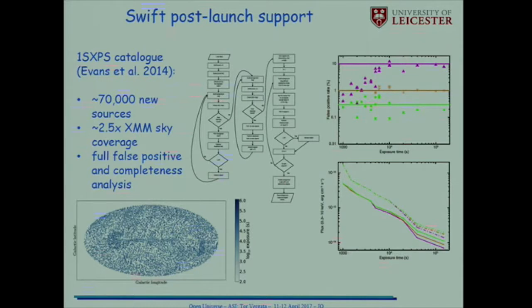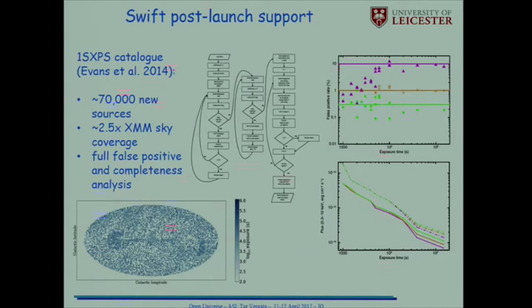We've produced an X-ray catalogue. It's not the only X-ray catalogue from SWIFT, but it's, I believe, the latest one. It has 70,000 new X-ray sources in it. It's got a much larger sky coverage than XMM because SWIFT looks at a lot more different parts of the sky.